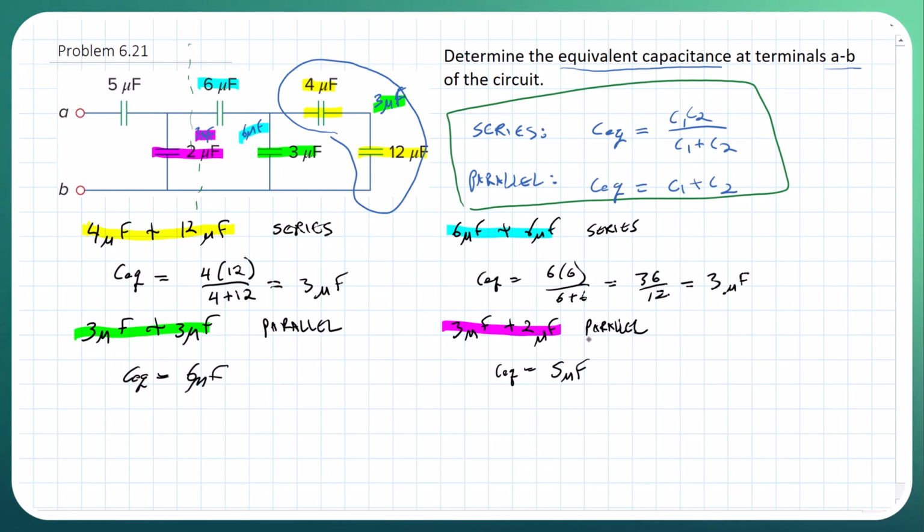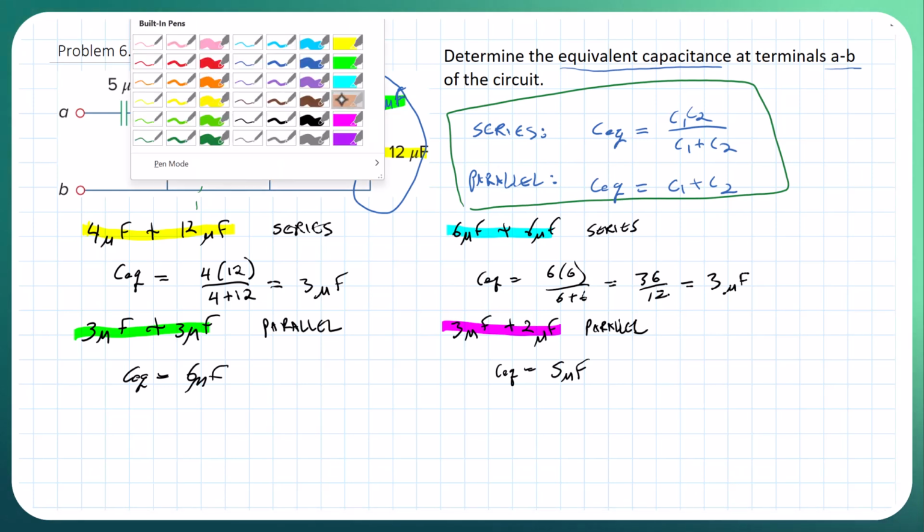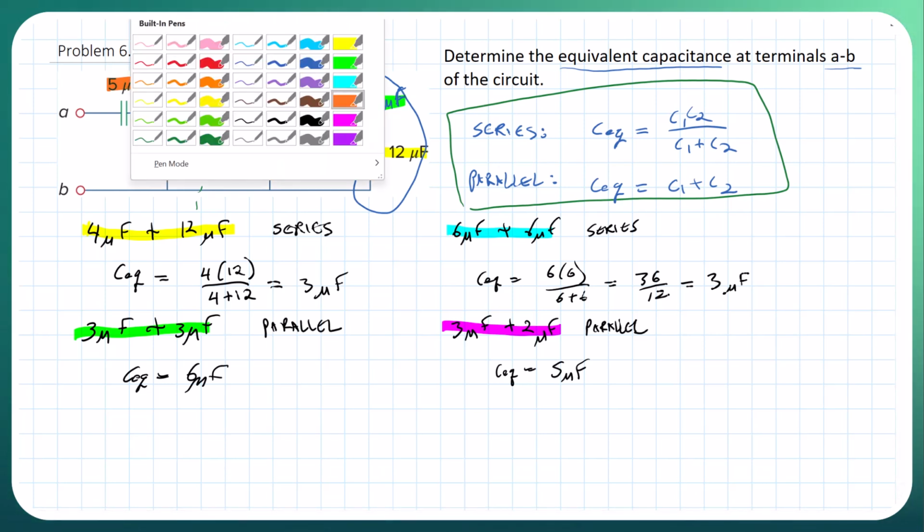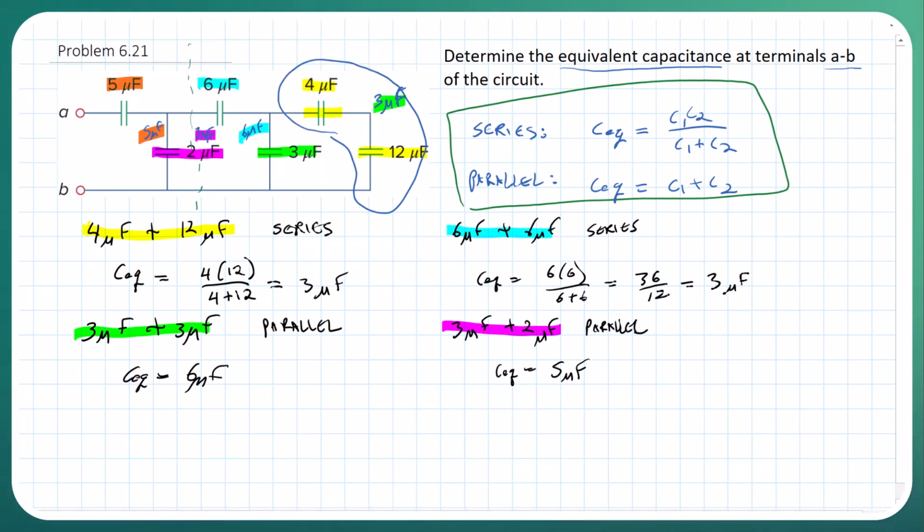And then finally we have 5 more microfarads. I'm going to write that down here. You got 5 microfarad with the other 5 microfarad, and they are in series. Let's try orange. We got 5 and 5. Okay, 5 and 5 there. And they're in series, so I'm going to write that down here. 5 microfarad and 5 microfarad are in series.